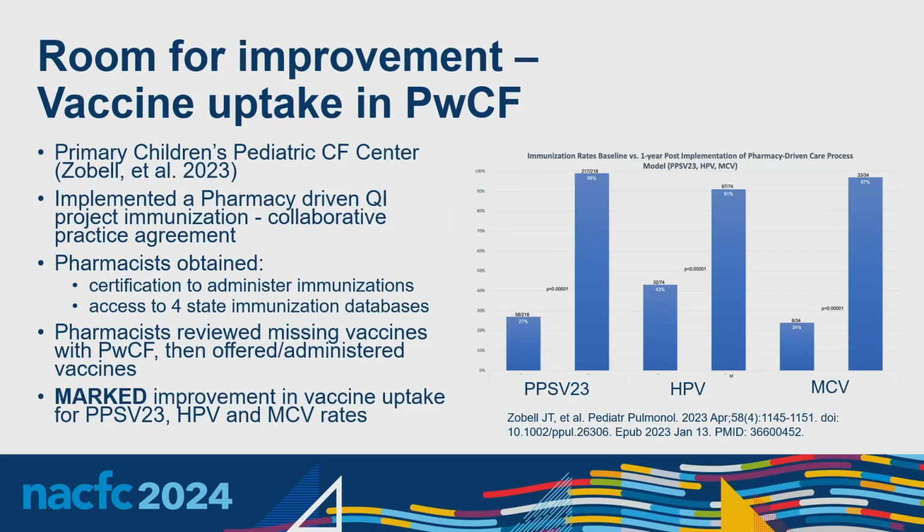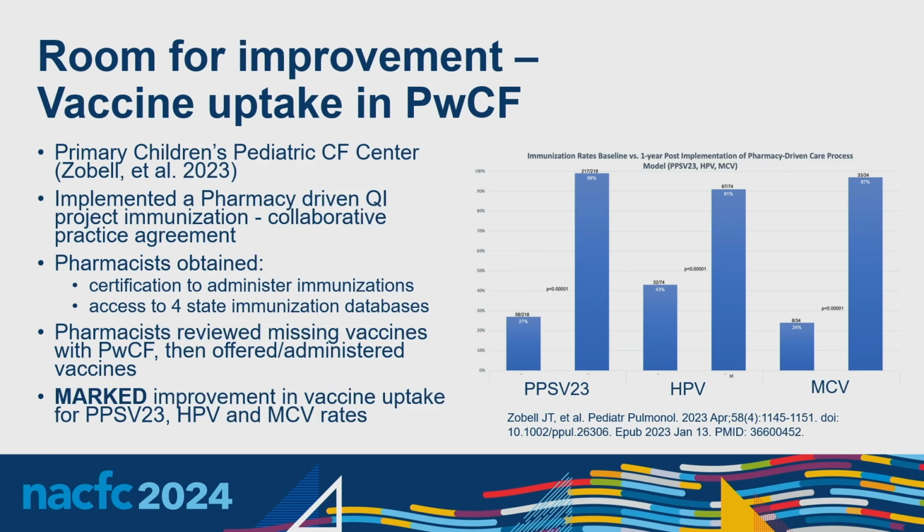First, I wanted to discuss that there is an important role for our CF centers in ensuring that our patients are up to date with their vaccines. One study that supported this was a quality improvement project that came out of Primary Children's Pediatric CF Center in Salt Lake and I believe some satellite locations. There, their pharmacy team implemented a pharmacy-driven quality improvement project to try and increase their immunization rates, based on a collaborative practice agreement where the pharmacists were able to essentially review and order immunizations for all of their patients.